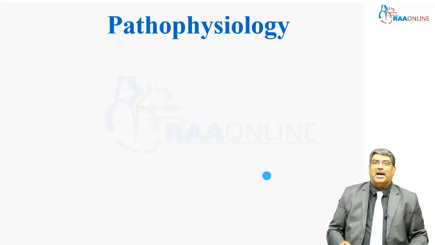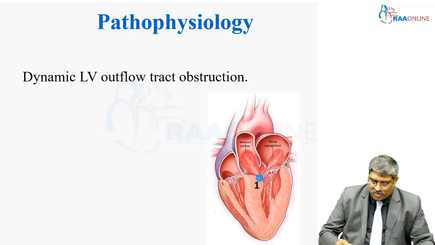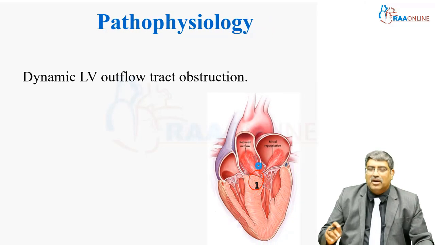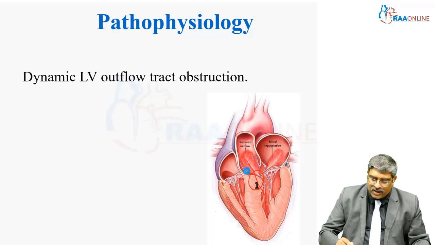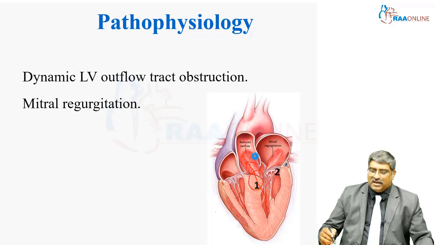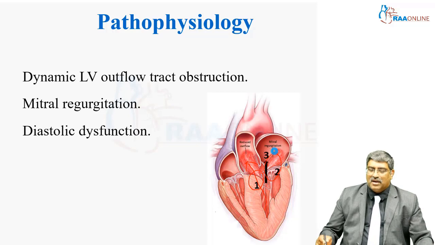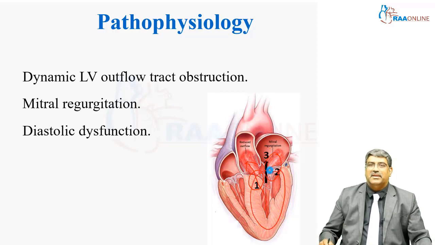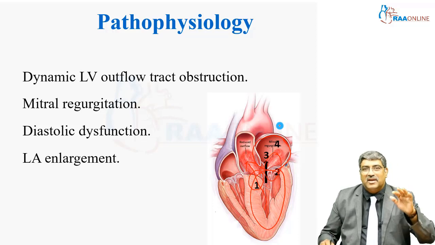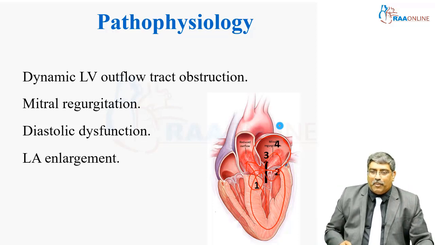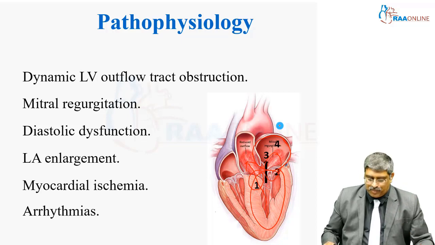Coming to the pathophysiology, the first and foremost is going to be dynamic outflow obstruction. The blood from the left ventricle cannot enter into the aorta. Next, there is going to be mitral regurgitation. Diastolic dysfunction will be there, and LA enlargement due to mitral regurgitation as well as diastolic dysfunction. Apart from that, you have myocardial ischemia and various arrhythmias.